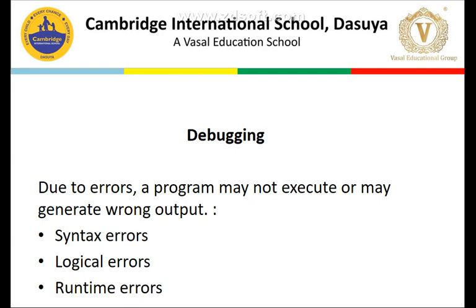And then finally we have runtime errors. These are the errors that occur at runtime. Like we gave the example of division by 0.